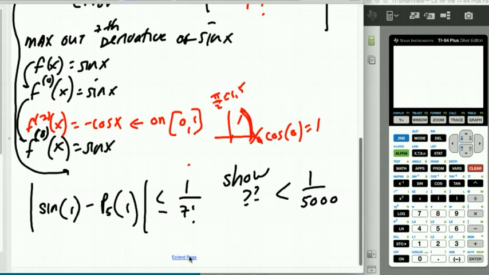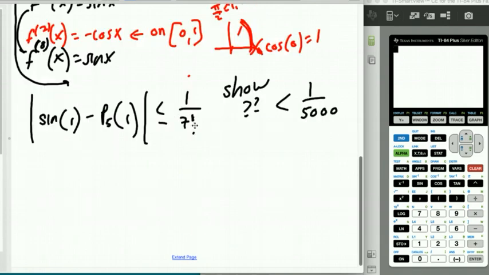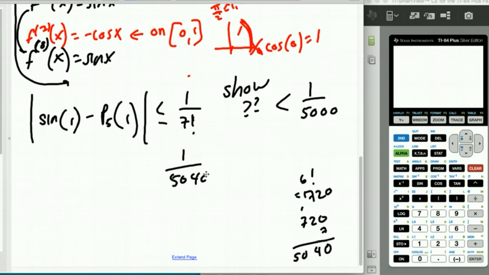So if I figure out what 7 factorial is, I'll be honest, I don't have 7 factorial memorized. Some of you might, but I don't. I have 6 factorial memorized. I know that 6 factorial is 720. So I would probably just do 720 times 7. And I'm going to get this. So sure enough, bigger denominator means a smaller fraction.